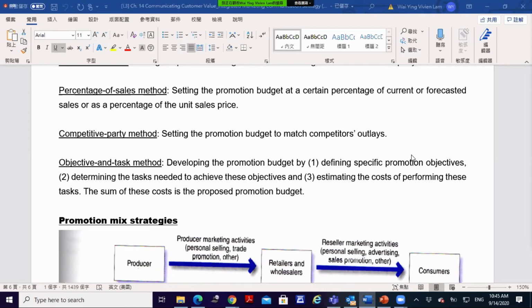And lastly, the objectives and task method: why you do it. Why are you doing the advertising this time? That decides how much you spend. For example, sometimes when you do promotions, you may have specific reasons, for example a new product, or your product is dying and you want to rescue it by putting in more advertising. So when you set your budget, actually, there are 4 ways to do it.